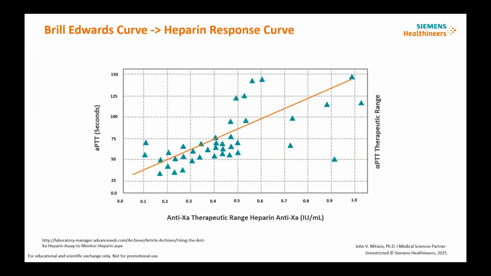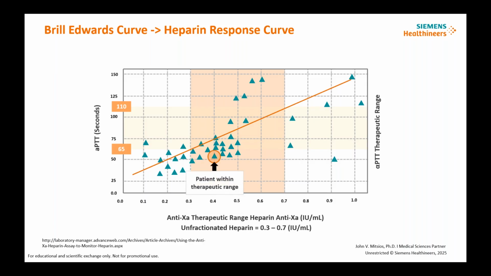This is nicely illustrated when we look at a heparin response curve, also known as a Brill-Edwards curve. Here on the y-axis we have our APTT in seconds, and on our x-axis we have our anti-10A therapeutic range. I just have a hypothetical example where I have my 0.3 to 0.7 for unfractionated heparin from my anti-10A, and then what would correspond to that 1.5 to 2.5 times, 65 and 110 seconds, from the APTT. And you can see just by the distribution of the data there's broad variability of the data points. But I just want to highlight three examples.